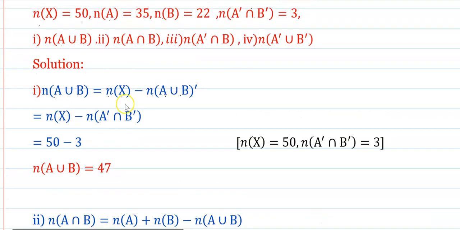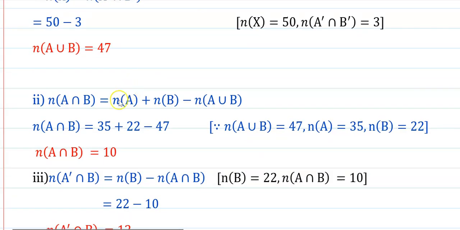Next is n of A intersection B, we have to find that. n of A intersection B is equal to n of A plus n of B minus n of A union B. This is the union formula, only we brought this term from the left hand side to the right, and this from the right hand side to the left. Okay, and therefore for n of A intersection B, substitute the values of n of A, n of B and n of their union, and then you will get n of A intersection B is equal to 10.